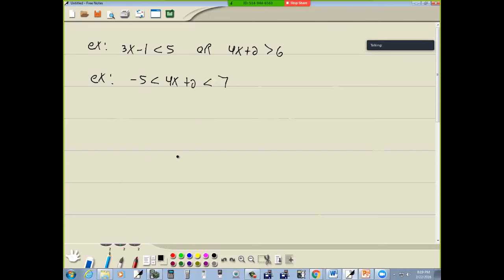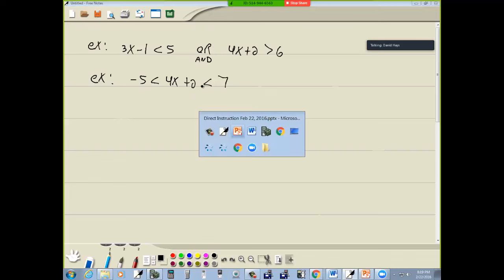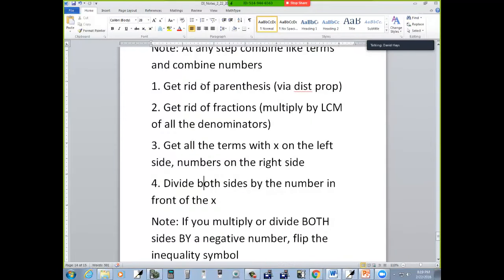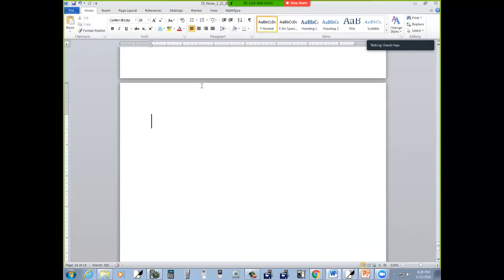Now, to understand how to solve a compound inequality, you have to know whether you're dealing with this type or this type. Now, this type, you could have an or here, or there could be an and between them. So we're going to take a look at solving a 3-sided compound inequality first.